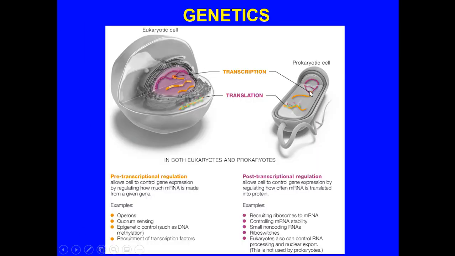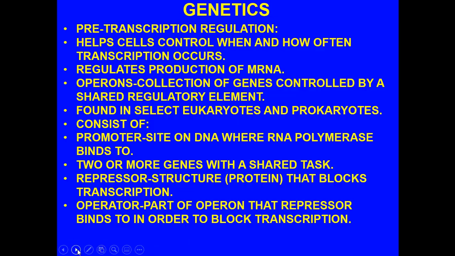Here we have transcription, here we have translation. Here we have the pre-transcriptional regulation examples, as well as the post-transcriptional regulation examples. The last one, eukaryotes can also control RNA processing and nuclear transport. There is no nucleus in prokaryotes, and therefore you can't use this process in them.